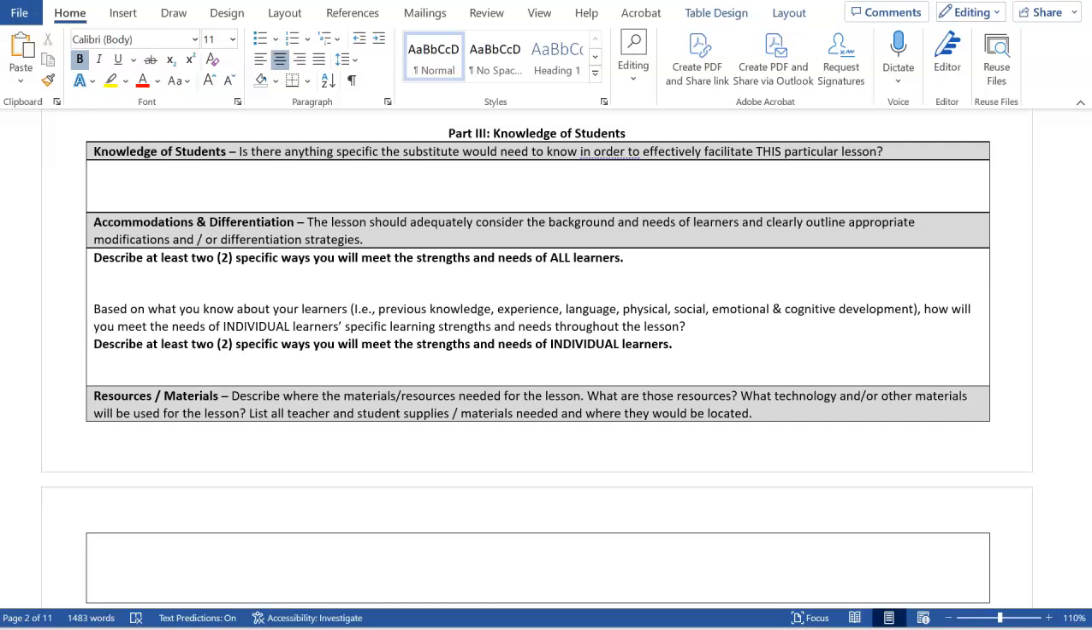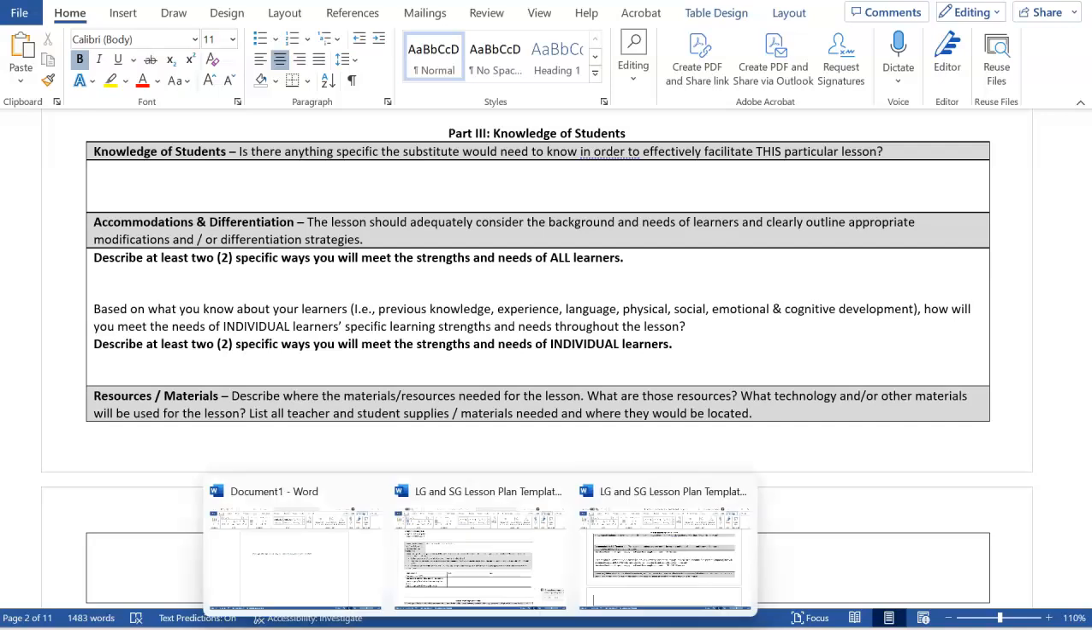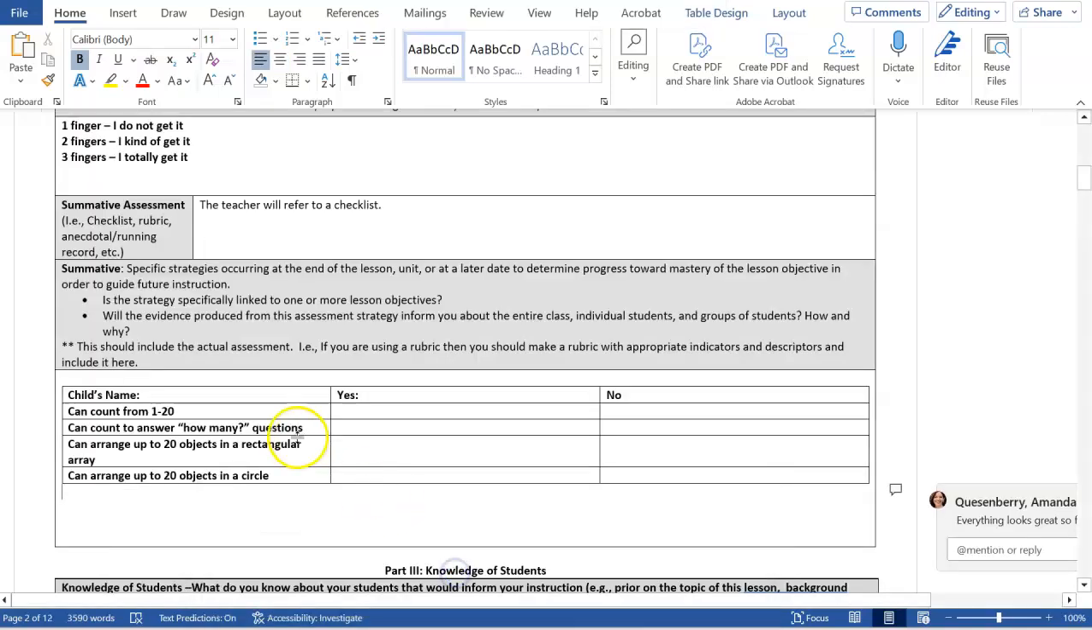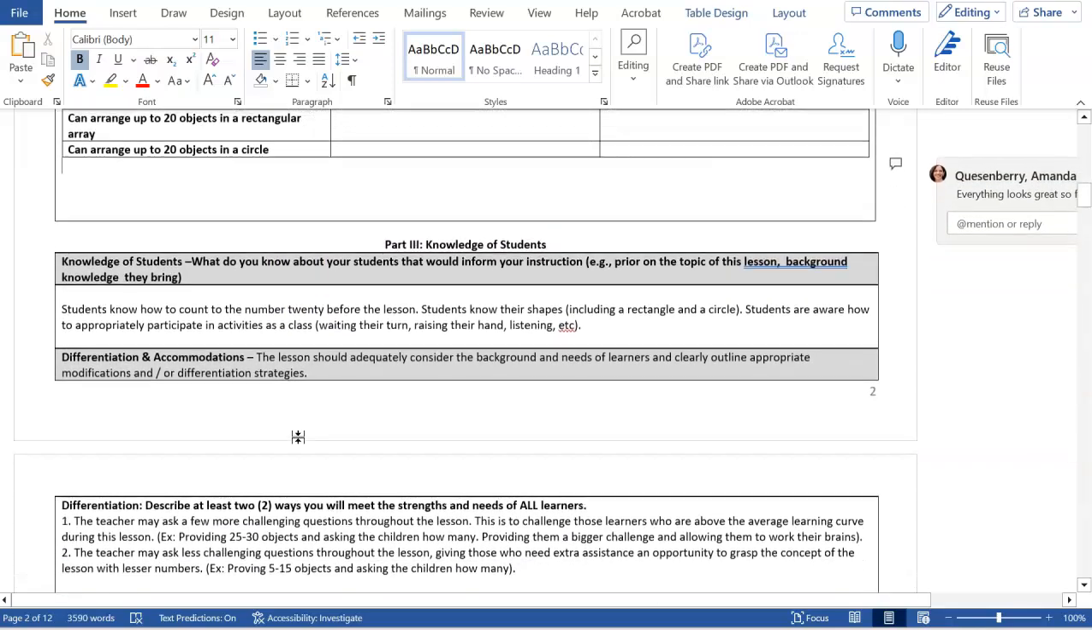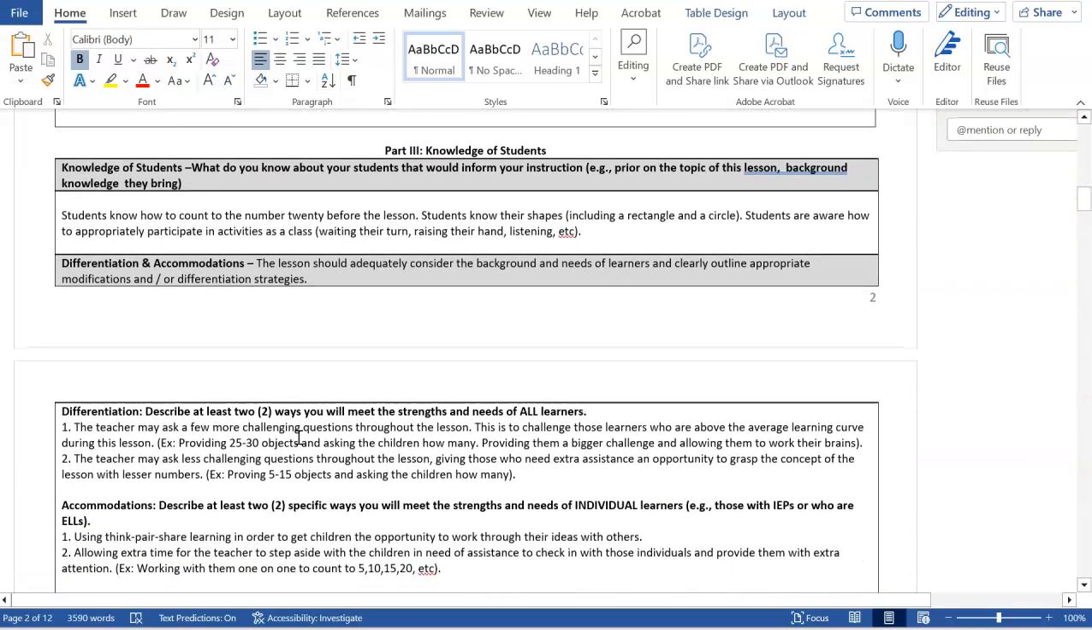So I'm actually just going to look at the example for this one. I think it might be a little bit easier to get context. All right. So for this one, the student who wrote this lesson plan said, in terms of knowledge of students, this is knowledge of students related to this particular standard and objective.